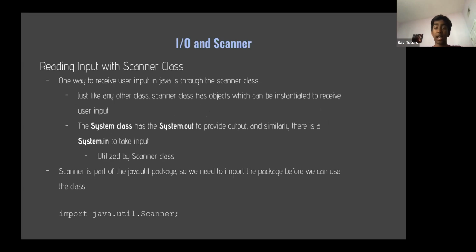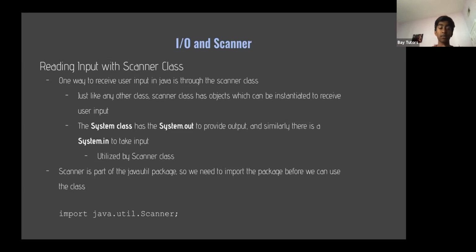And just like any other class, the Scanner class has its own objects, right? Since it's a Java class, those objects can be instantiated, therefore to receive certain user input. I'm sure most of you will be familiar with the System class, as you have used the System class for printing statements by using System.out.println. So System.out essentially is what you use to provide an output. And similarly, as there's an out, there's also an in. So System.in is what you'll be using to take an input.